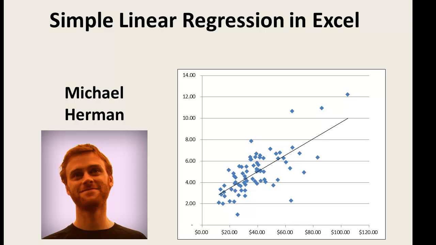So this is chapter 5 of my statistics series. In this chapter I'll be covering simple linear regression. There are 3 videos in this chapter which explain how to use the trend function to predict values.